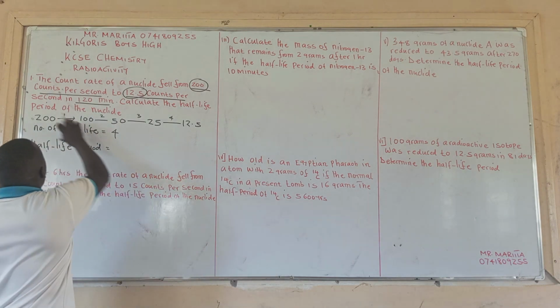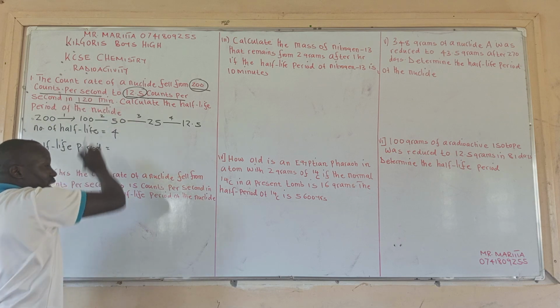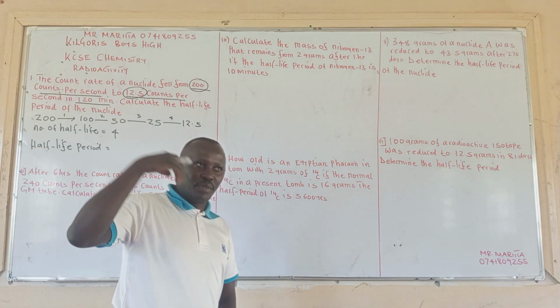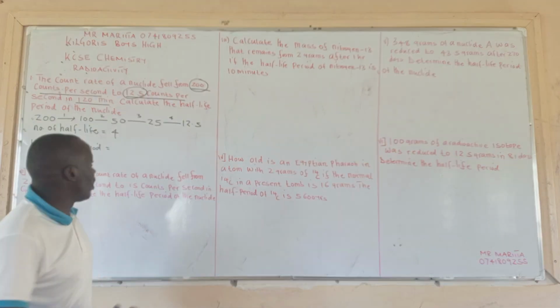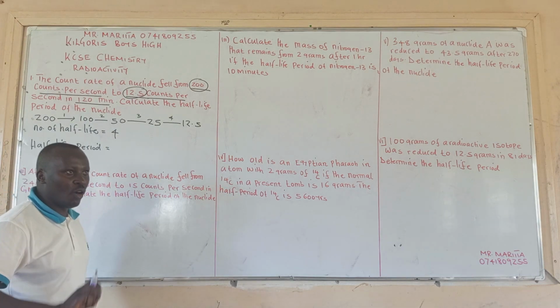Now we have the rate of the nuclide in this third case. It might be in 12 seconds, in 130 seconds, or in 120 minutes. It might be a number of years, minutes, or hours. So you take this 120 and divide it by the number of half-lives.